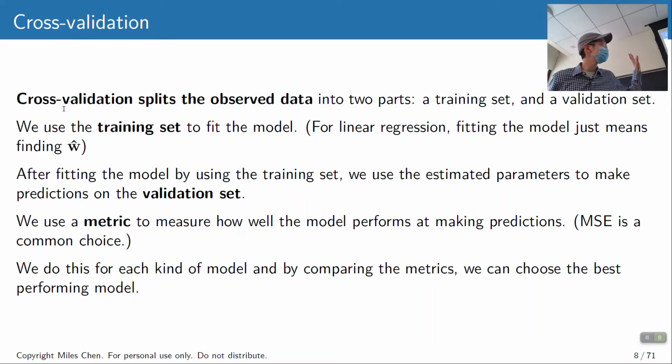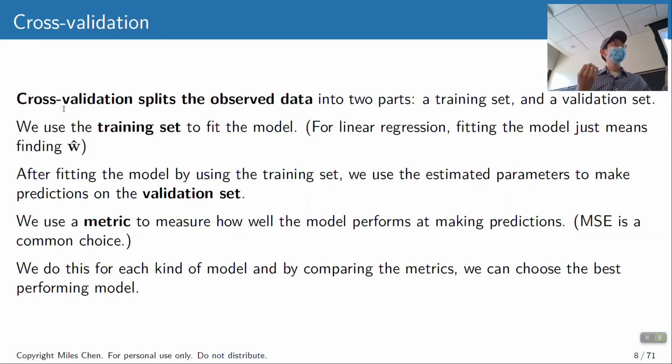And so when we do cross-validation, what we do is we split the data that we have into at least two parts. We'll start off with just two, and there's this idea of a holdout set, but we won't worry about that. Basically, we divide the data into a training set and a validation set. The training set is used to fit the model, which means figuring out the parameters that go into the model.